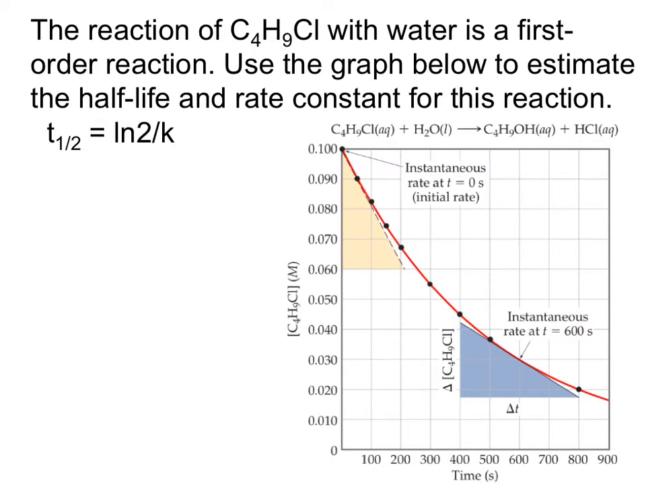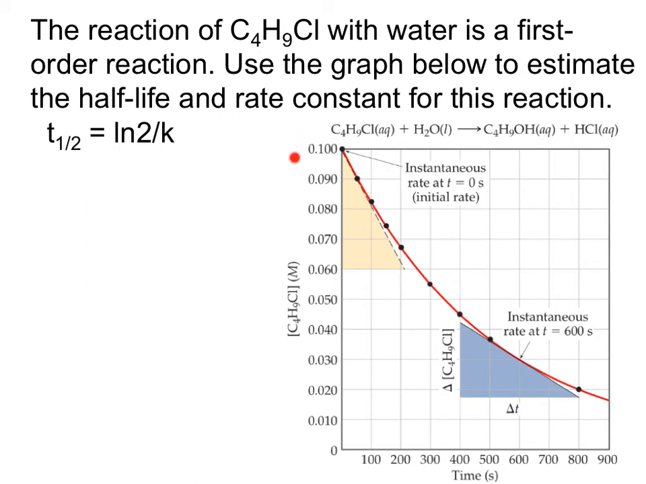So in this problem here, they tell us that we have a reaction that is first order, and they want us to utilize the graph here to estimate the half-life and rate constant for this reaction. We know it's first order, so we're going to utilize this equation. They want us to figure out our half-life, and our k value. We're going to utilize this graph first in order to establish the point at which we have reached our first half-life.